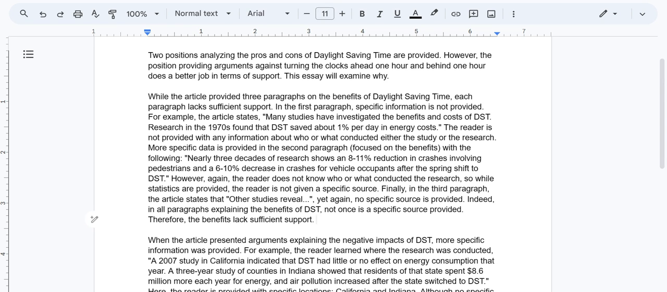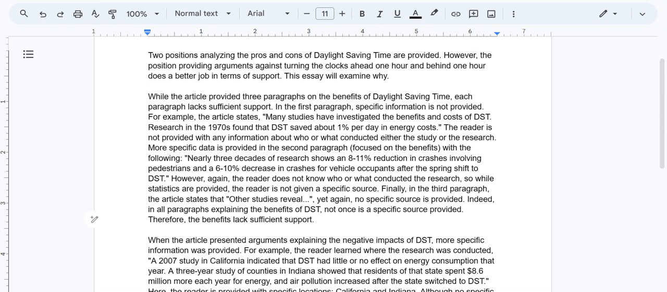Let me try that again, right writers? I just made some edits, but I want to open the quotation, close the quotation to remind you to do that. While the article provided 3 paragraphs on the benefits of daylight saving time, each paragraph lacks sufficient support. In the first paragraph, specific information is not provided. For example, the article states, quote, many studies have investigated the benefits and costs of DST. Research in the 1970s found that DST saved about 1% per day in energy costs. Close quotation.